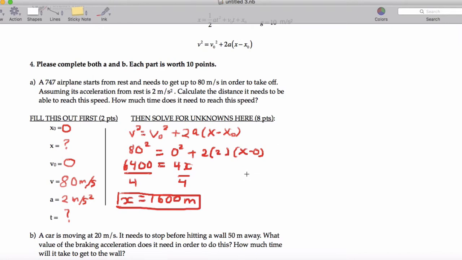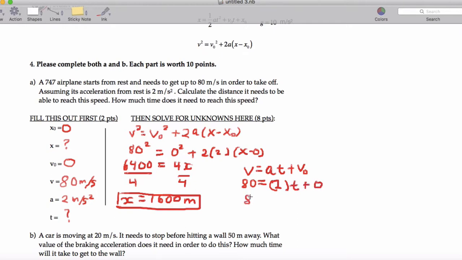Next, we want to get the time it takes to reach the speed. So let's pick an easy equation. V equals AT plus V0. So we know that 80 is the final speed that it gets to before it leaves the runway or takes off, equals 2 times t plus 0.